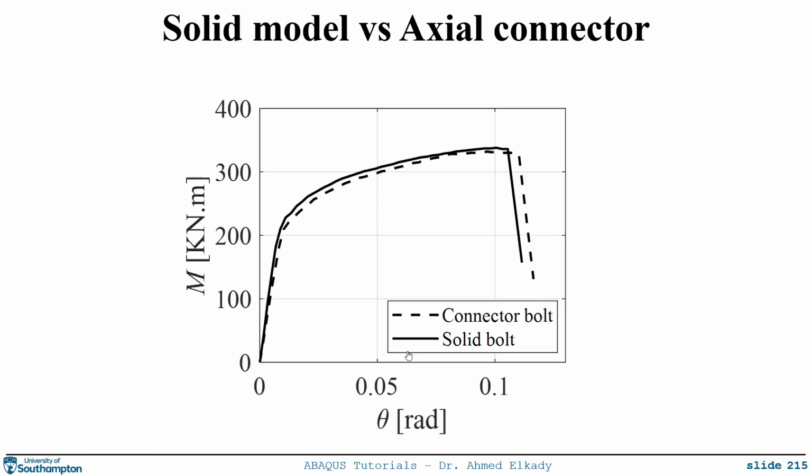You can also see, if you extract the force deformation of your joint or your connection and then plot this, that there is basically no significant difference between the two simulations, and the prediction of the failure behavior of the bolt, whether it's connector or solid, is the same. So in that case, a connector bolt would be much more efficient to include in these kinds of simulations.